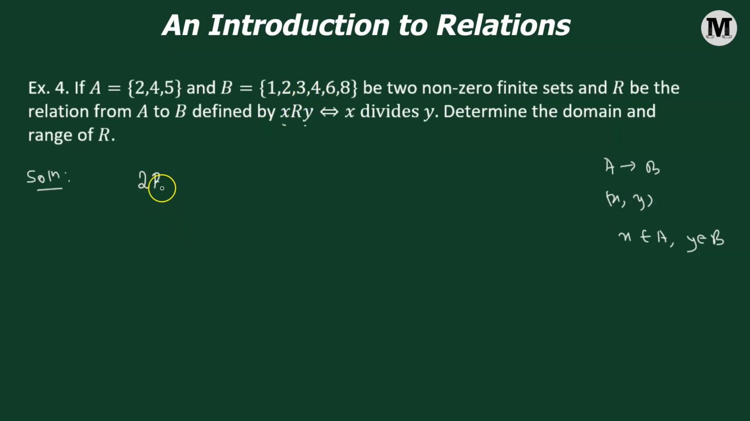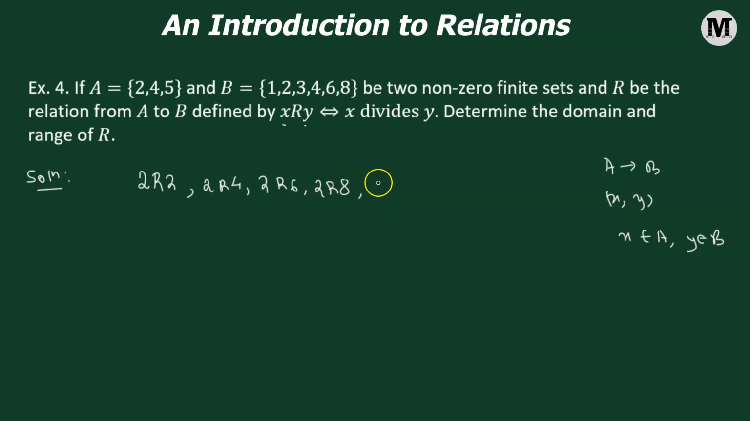So we can say 2R2, this is a relationship. That's a true relation because 2 divides 2. Next we can take 2R4 because 2 divides 4 as well. Then we have 2R6, 2 divides 6. And next we have 2R8, meaning 2 divides 8.